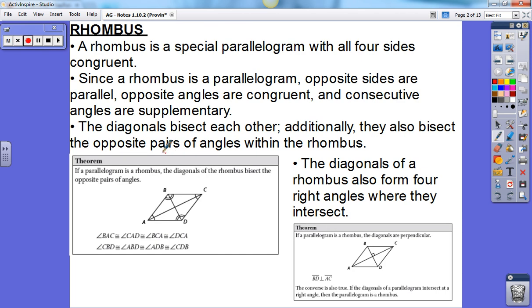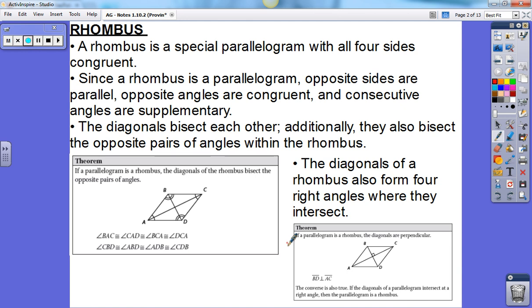A rhombus is a special parallelogram where all four sides are actually congruent. Again, because it's a parallelogram, all five of those properties hold true that we spoke about in the last lesson. And one additional thing to note is the diagonals bisect the opposite pairs of angles. So as I draw in my diagonal, these angles get bisected.